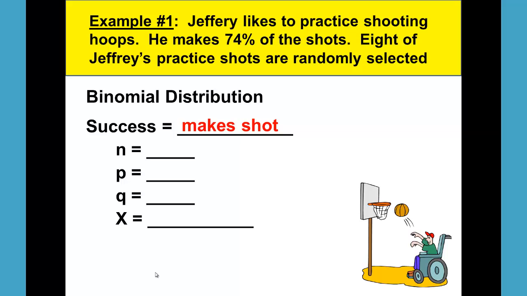Success is that he makes the shot. The number of trials is 8. The probability of success is 0.74. The probability of failure would be 1 minus 0.74 equals 0.26. The number of successes would be 0 through 8.